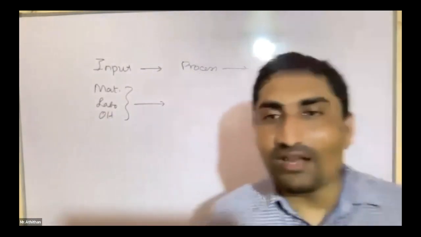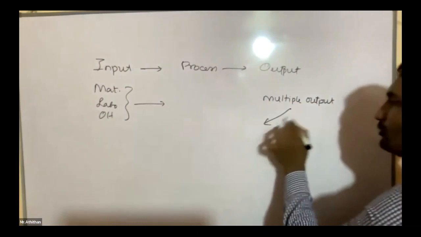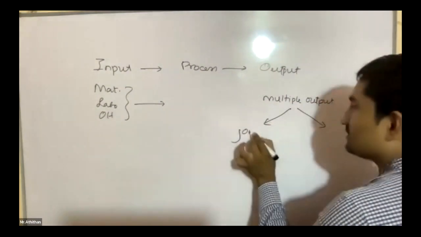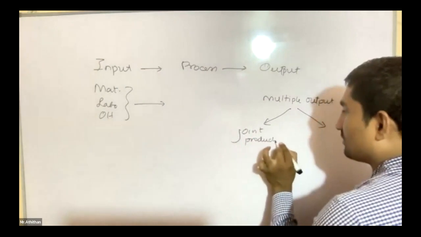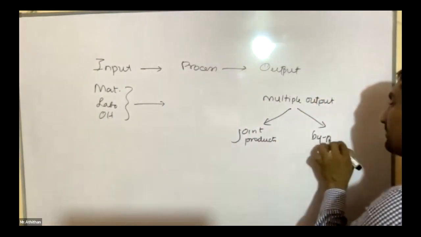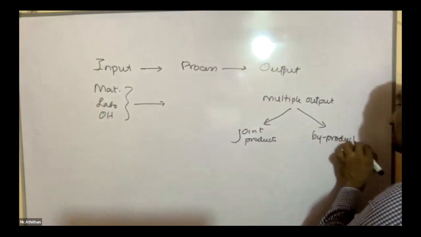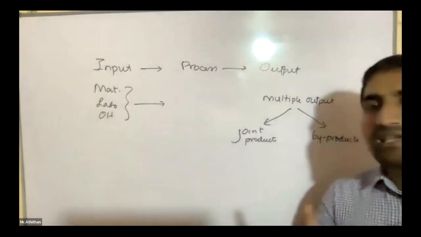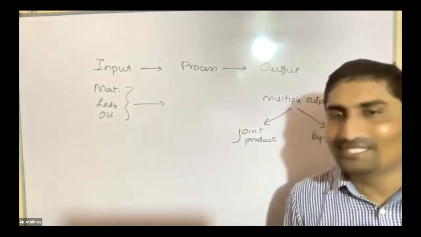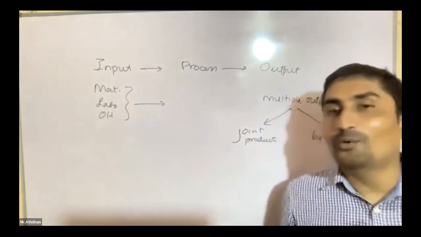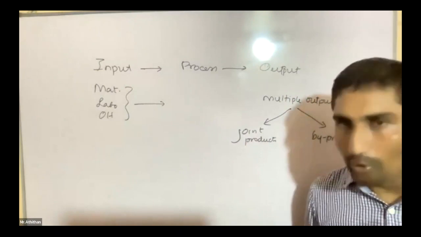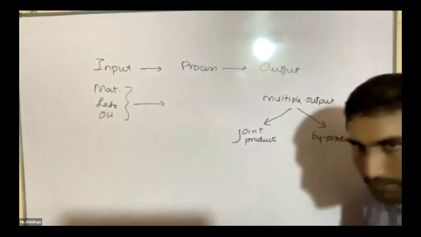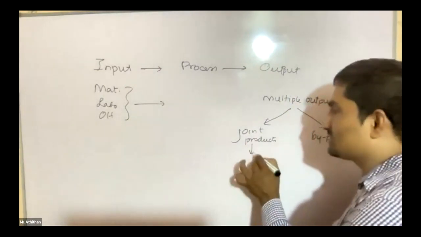So when there are different outputs, these outputs may be joint products or byproducts. When there's one single output, ஒரே ஒரு அவுட்புட் மட்டும் இருந்தா இந்த பிரச்சனை இல்லை. ஒன்றுக்கு மேற்பட்ட அவுட்புட் இருந்ததுன்னு சொன்னா நாங்க கண்டுபிடிக்க வேணும் whether it is a joint product or it is a byproduct, right? Joint products.